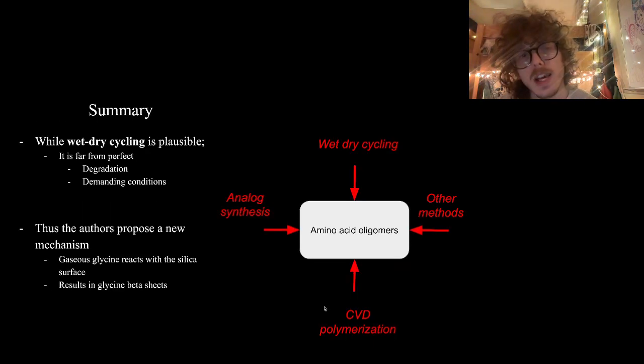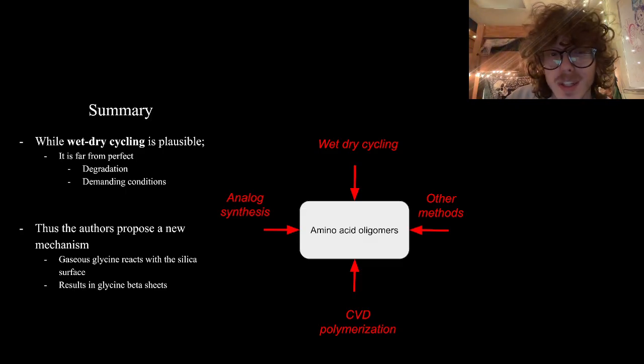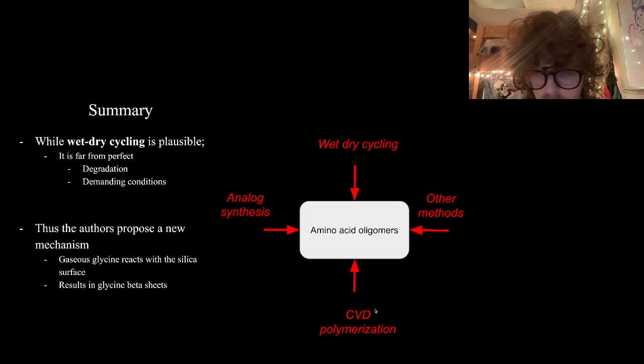So summary of kind of the research that was done here. The wet-dry cycling method is plausible, but it has kind of demanding conditions, and it opens the door for degradation. However, the authors propose a new method, a more viable method, CVD polymerization on silica surfaces at high temperatures.